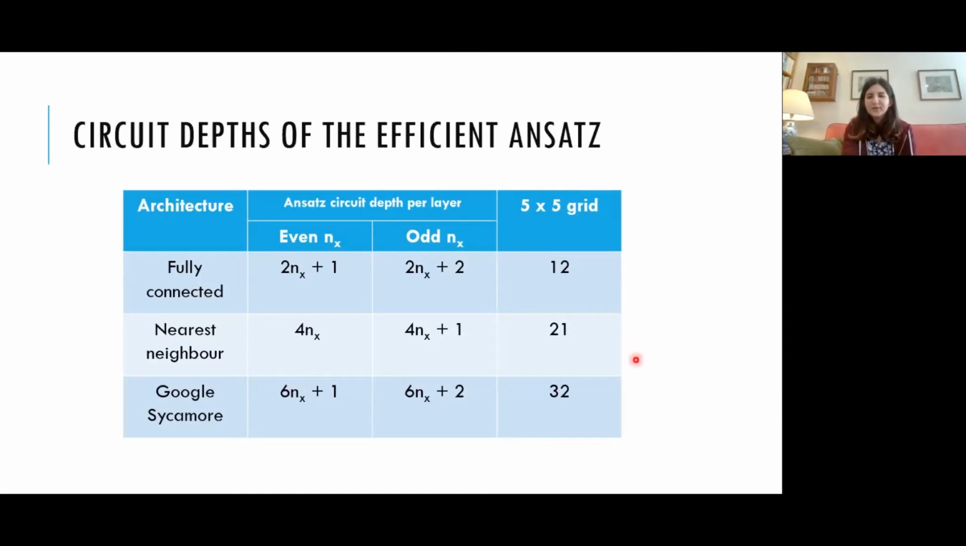If we look at Google Sycamore, the circuit depth for 1 layer of the ansatz would be 32. This is already bigger than what I think Google Sycamore can do. I think it's about 20. So we're not quite there yet, being able to solve the bigger instances.